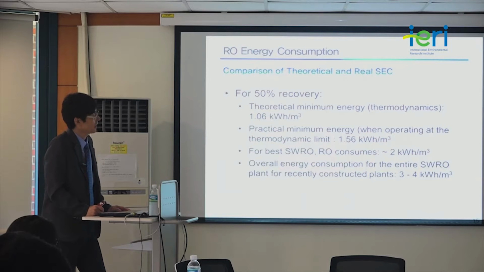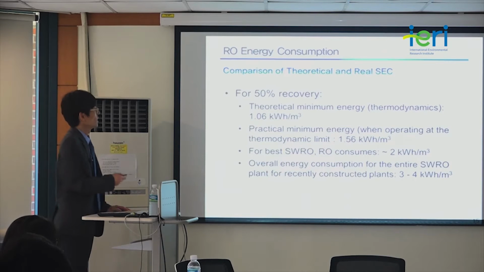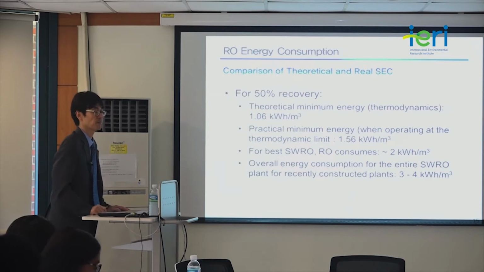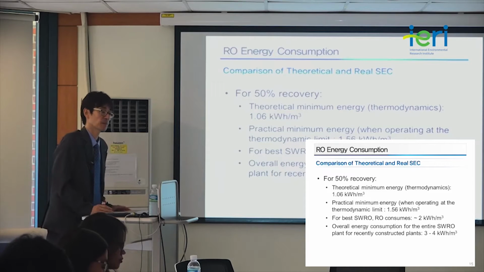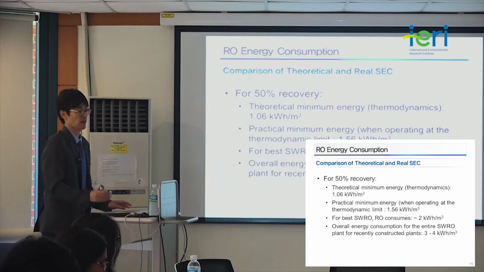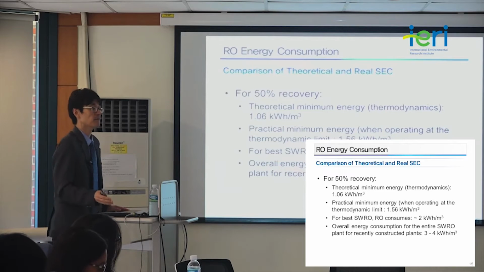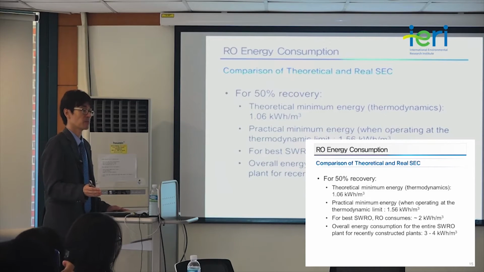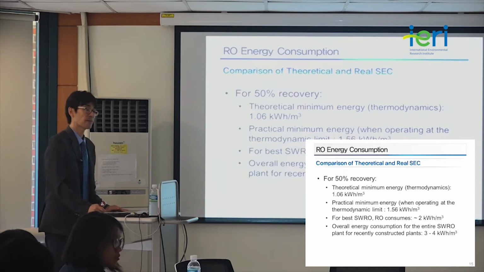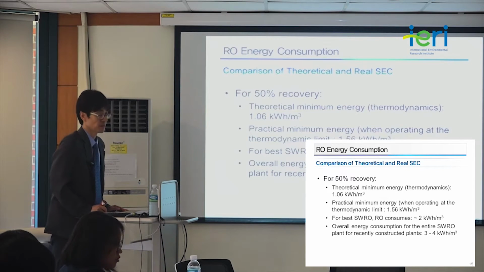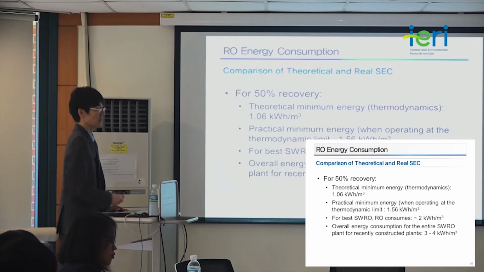So let's have some numbers. Assuming that we have 50% recovery, it means that we get 1 cubic meter of this seawater and we produce 0.5 cubic meter of the fresh water, and we get 0.5 cubic meter of the brine. So that's the meaning of 50% recovery.